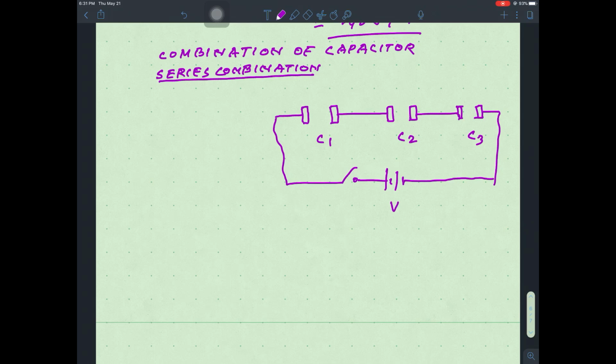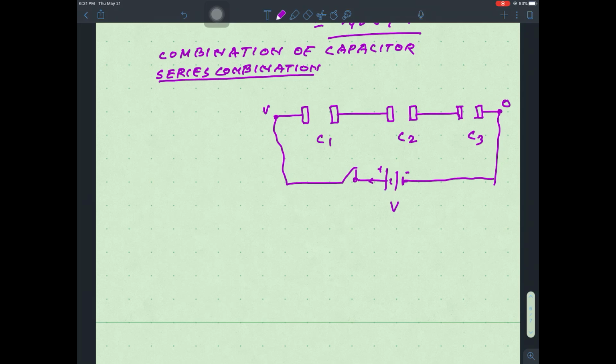Now this battery has the voltage V, and what does it mean? Voltage means potential difference. So if this is your higher potential, this is your lower potential. So on this side the potential is V and on this side the potential is 0, so that the potential difference is V.